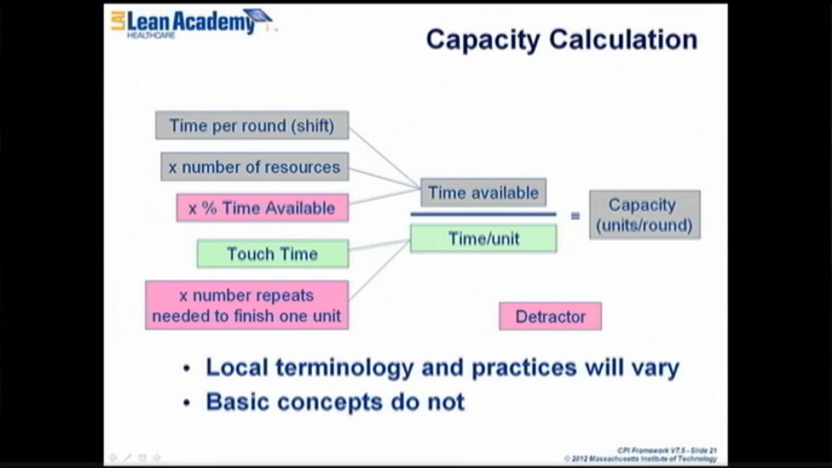All right, let's see. We can look at this one here, capacity calculation, time available, we know that. And then the cycle time, the time per unit, time per round, your number of resources that you have. But you're not always available, are you? You're not available 100% of the time.